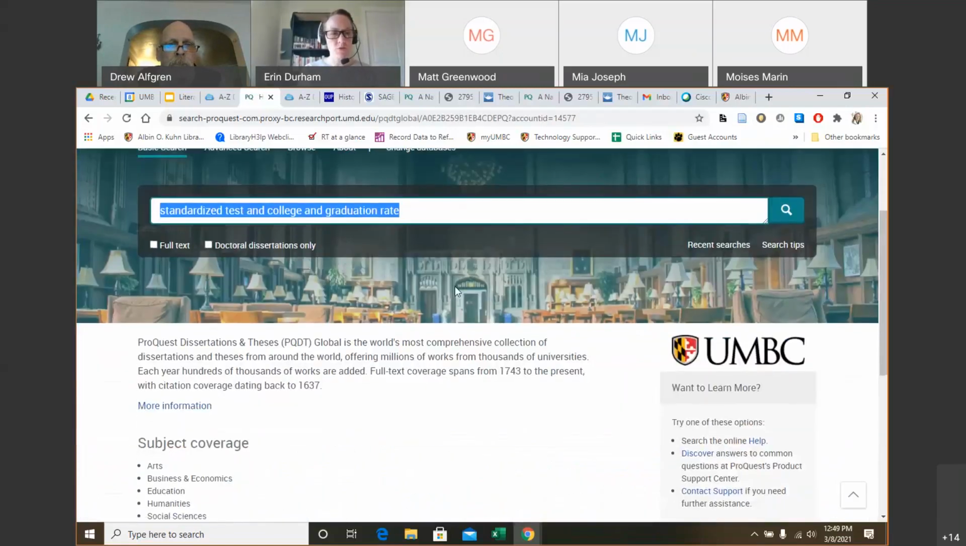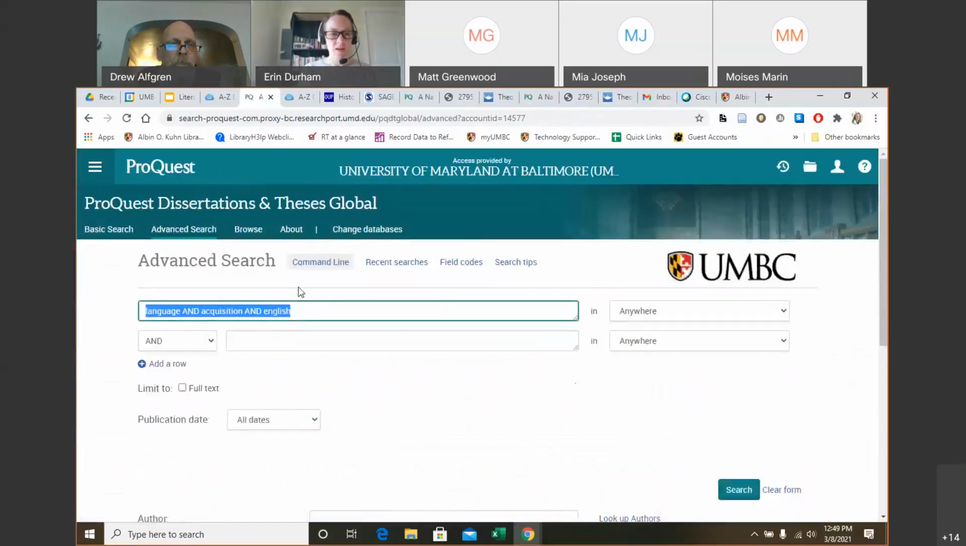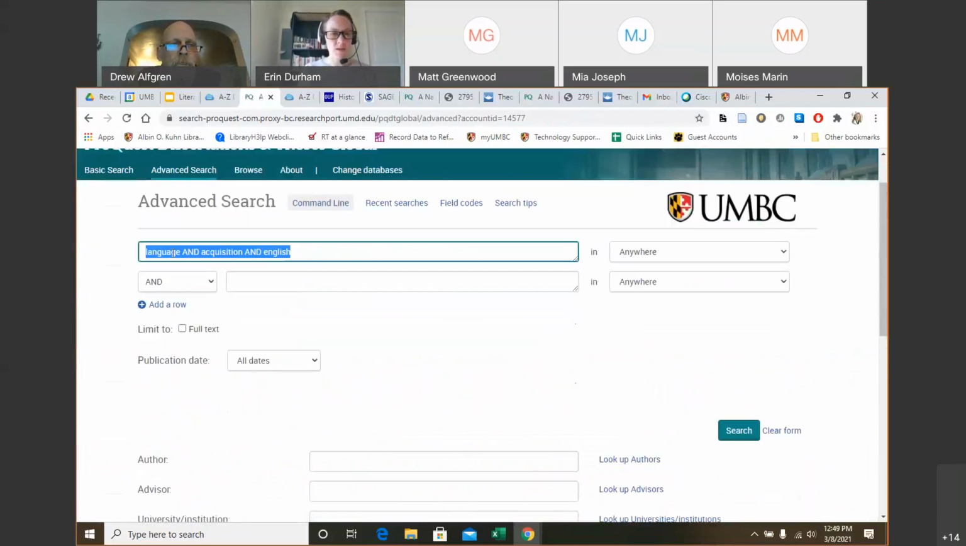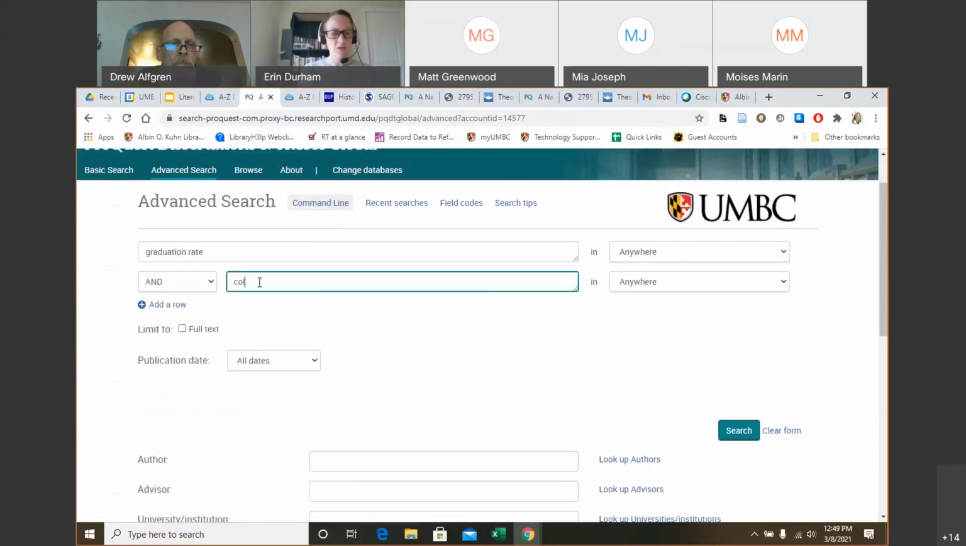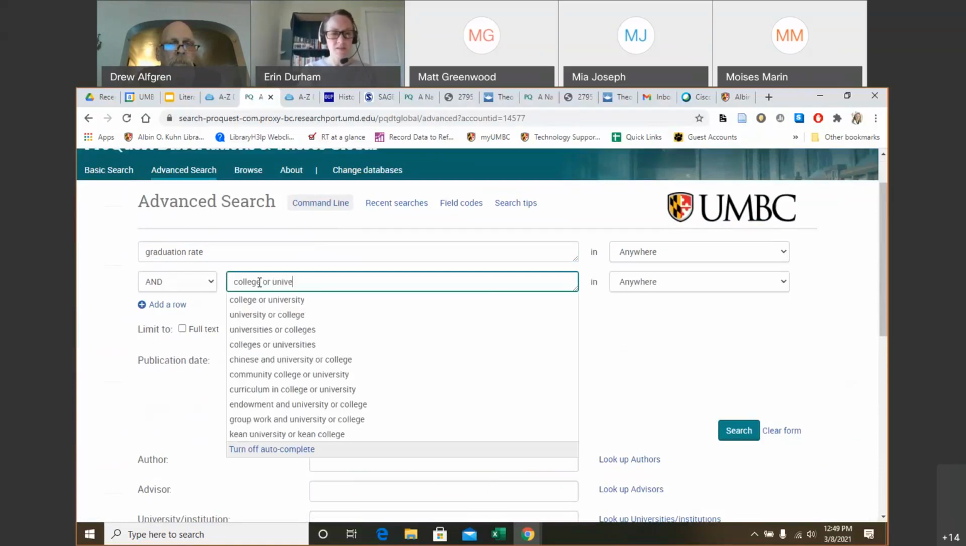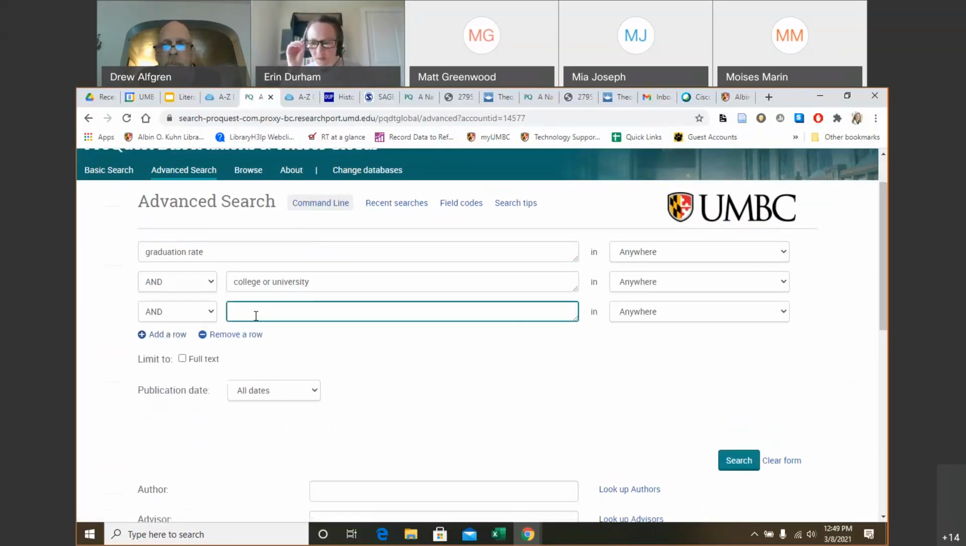And you can also do the advanced search just above. And what you can do, oh, this is taking my old search. Let me see. So we can do graduation rate and make sure that it's college or university. And then you can also add another row. Let's see, it was effectiveness of standardized test scores specifically.